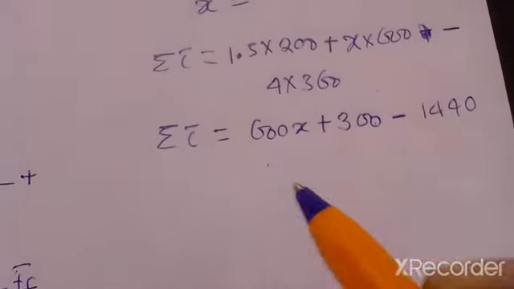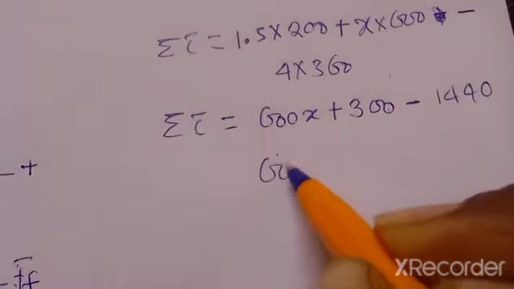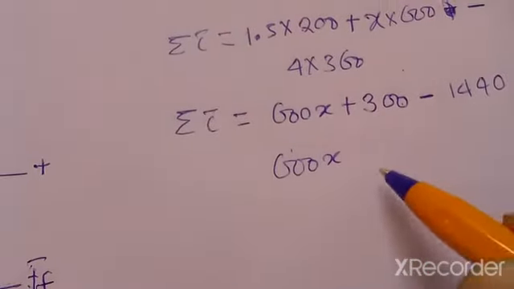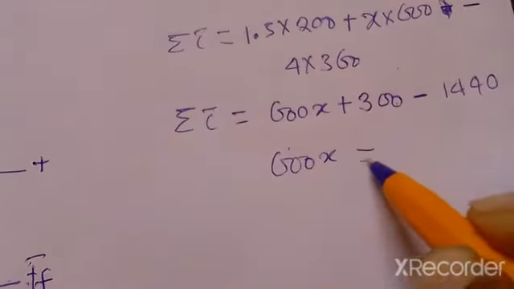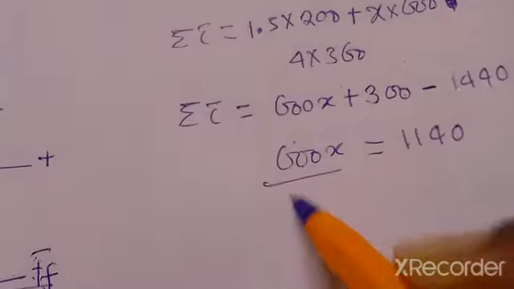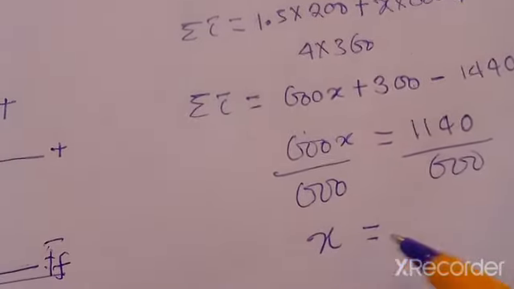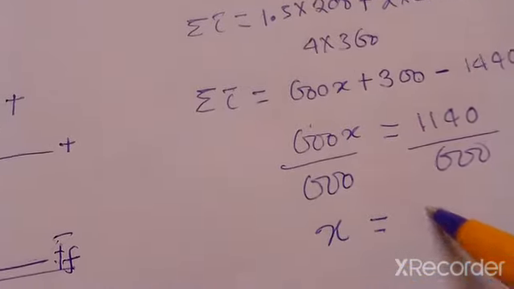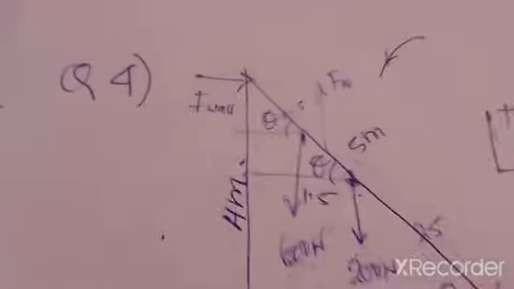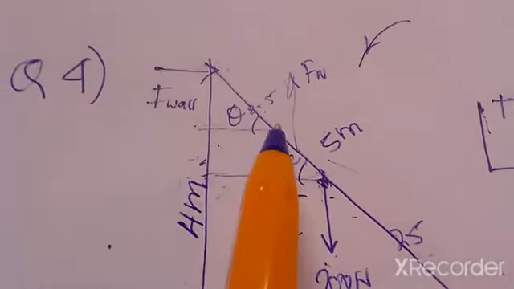So if we take 1440 to the other side, we are going to end up with 600x. We take this to the other side, 300 minus 1440, and we are going to end up with 1140. Divide by 600, divide by 600, and x is going to be equal to 1.9 meters.